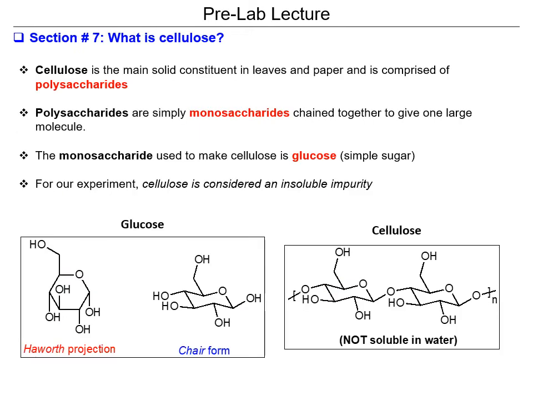Another impurity in our experiment is cellulose. Cellulose is the main solid constituent in leaves and paper and is comprised of polysaccharides. Polysaccharides are simply monosaccharides chained together to give one large molecule. The monosaccharide used to make cellulose is glucose. For our experiment, cellulose is considered an insoluble impurity.